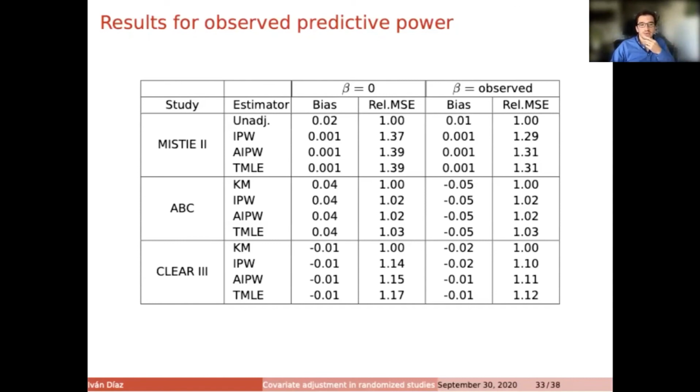And so we're looking in the first set of results at a case where the effect is 0, and in the second set of results at a case where the effect is equal to the effect actually observed in the sample, in the trial. And so what we see is, for the MIST trial, we would have seen efficiency gains of 31% for the observed effect, 39% if the effect had been 0. So basically, this really shows you the power of covariate adjustment. If you do covariate adjustment with just the IPW, you're still doing much better than using just the unadjusted. However, by using a double robust estimator, such as the augmented IPW and the TMLE, you actually increase efficiency gains by a little, by 2% or 1% in some cases. So this is a nice illustration.